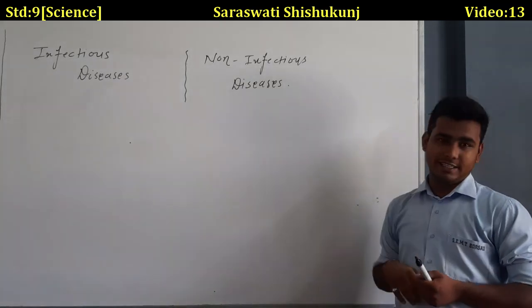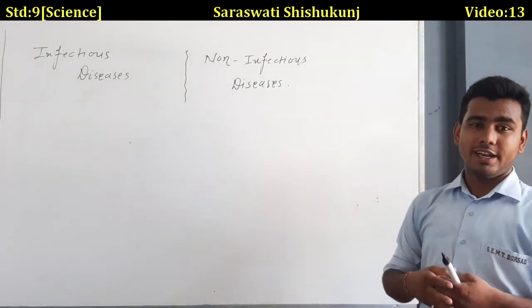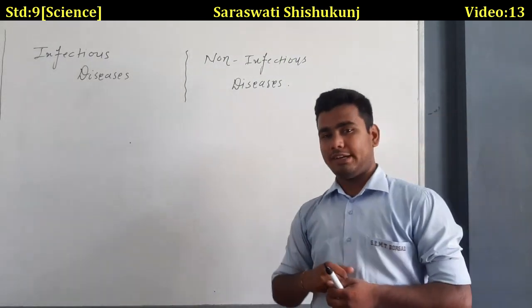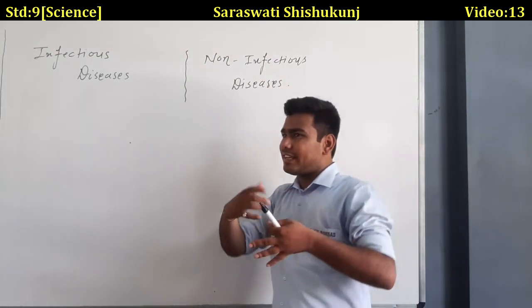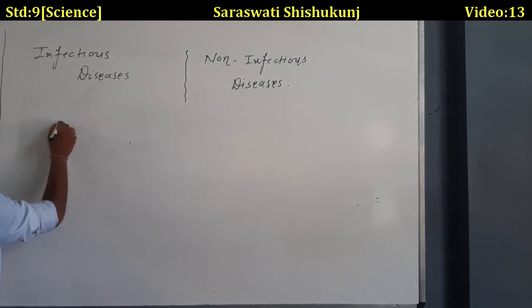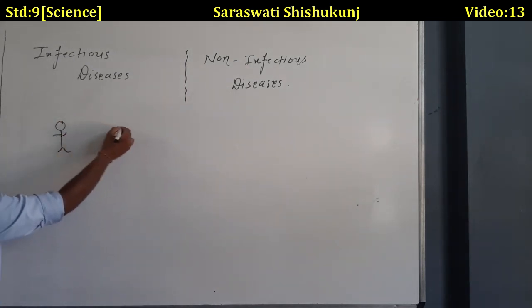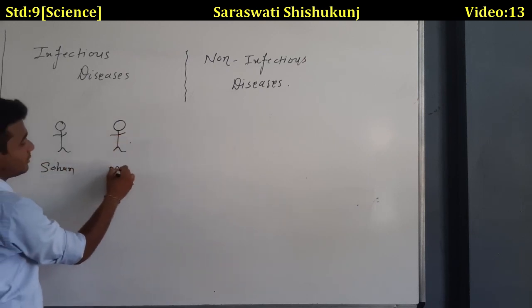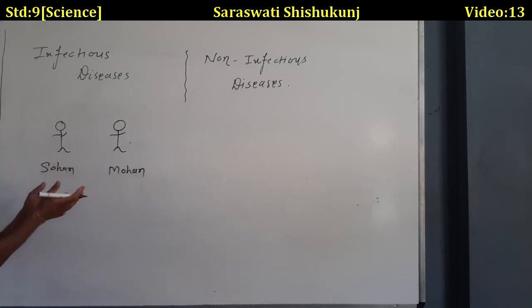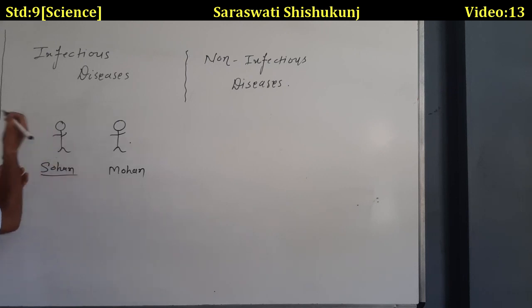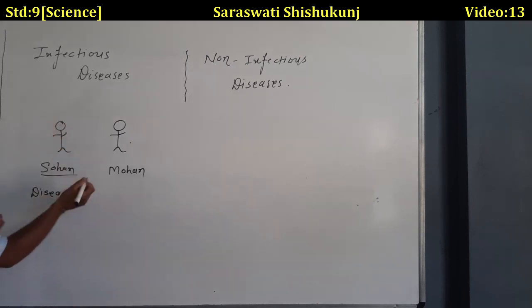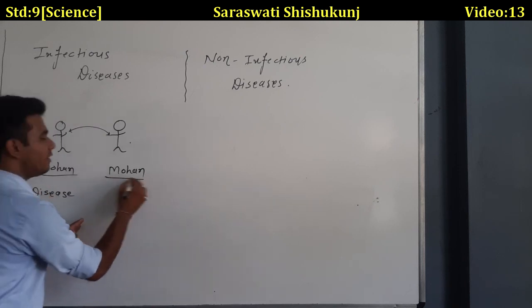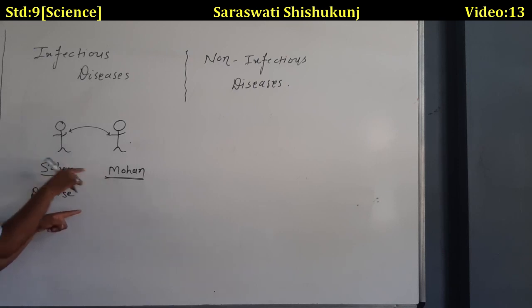And in a non-infectional disease, the disease is not caused, right, by coming in contact with the affected person. That is our non-infectional disease. We can take this example of Sohan and Mohan. Let us consider, suppose this is our Sohan and this is our Mohan. Sohan and Mohan, both are very close friends. Now, if Sohan is suffering from any one disease, we have to identify. And Sohan and Mohan play together. After some time, Mohan will also get affected with the similar disease as Sohan had.